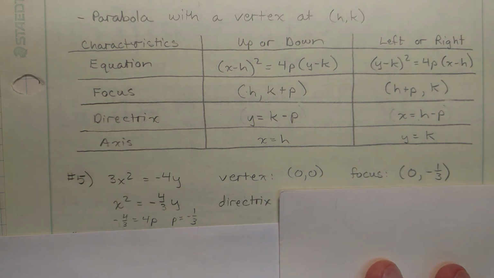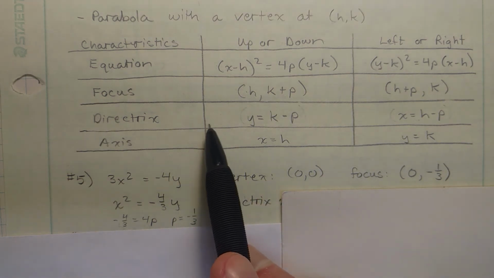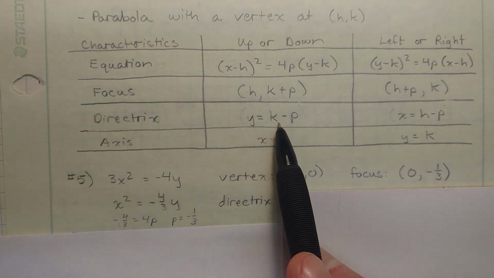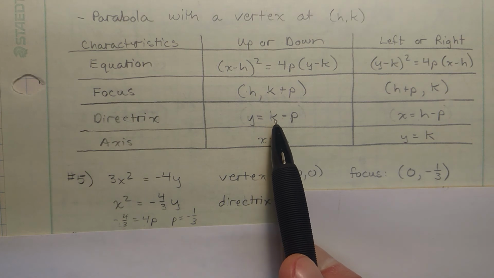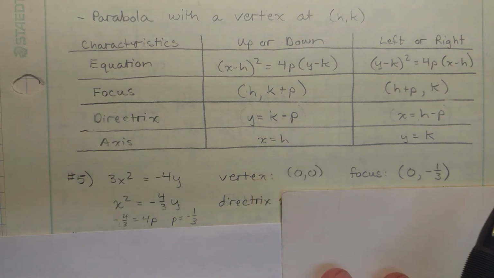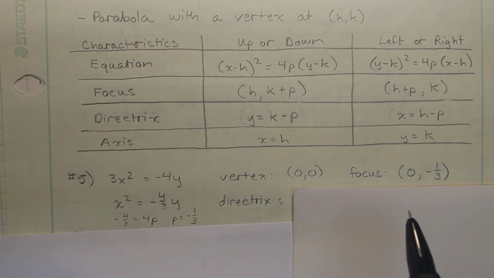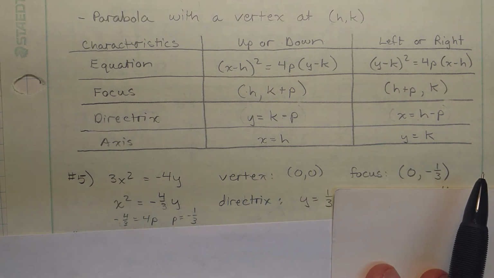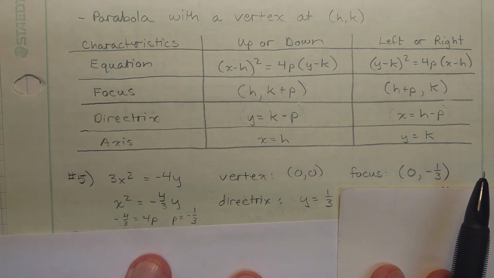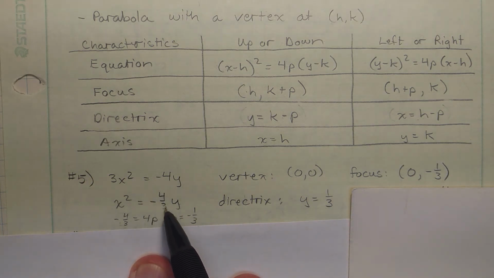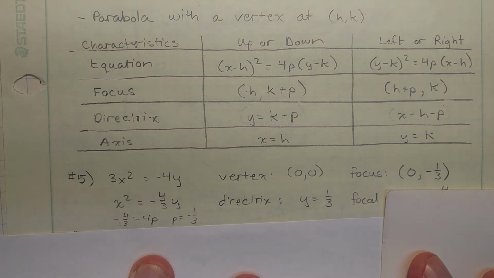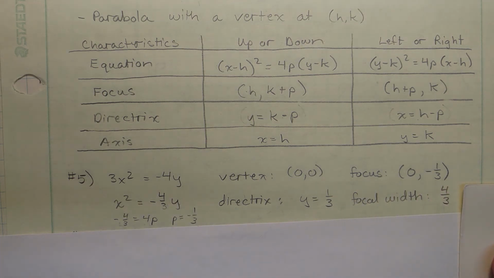The next thing it wants is my directrix. So my directrix, looking here, y, and I'm going to take my k, which is 0, minus p. So that's going to be k minus negative 1/3, or k plus 1/3. So it's going to be y equal to 1/3 for my directrix. And finally, my focal width is just the absolute value of this 4p. So it's the absolute value of negative 4/3. So it is 4/3.